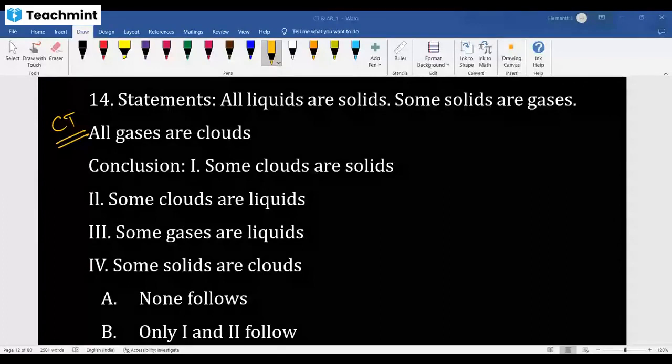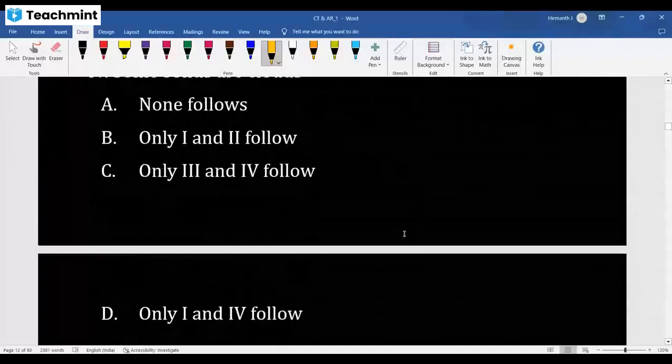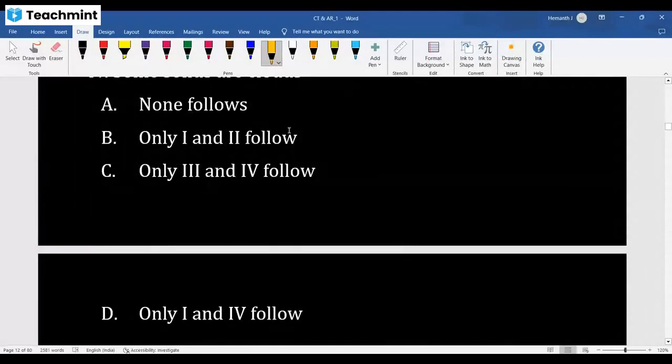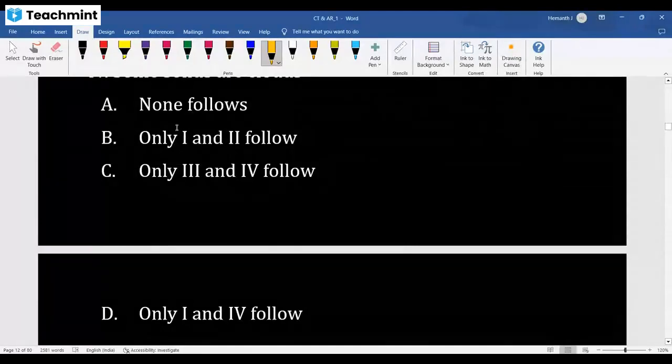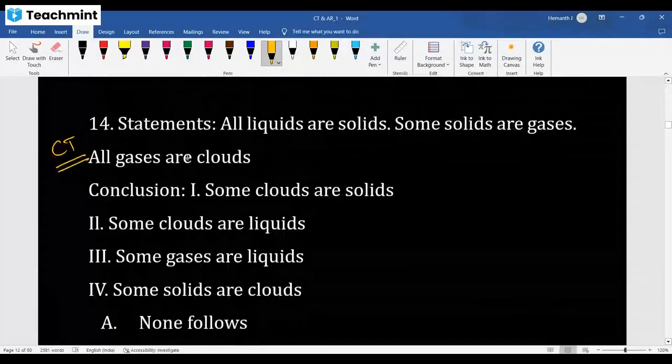1 and 4, okay. 1 and 4 is there in the options; 1 alone is not there. So definitely 1 along with some combination is required, because none follows is the other option. Only 1 follows is not there. None follows means all conclusions are wrong. Definitely it's 1 and some other combination.